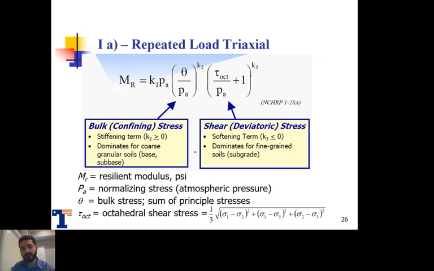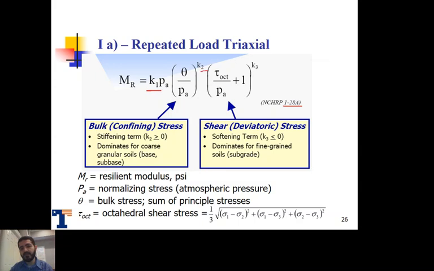Another equation for the repeated load triaxial is the resilient modulus. We actually came up with this from another project. The project is NCHRP 1-28A. You can look it up, there is a whole report about it. We came up with this equation. We're not going to indulge in it that much, but I just wanted to show it to you in case you see it later on.